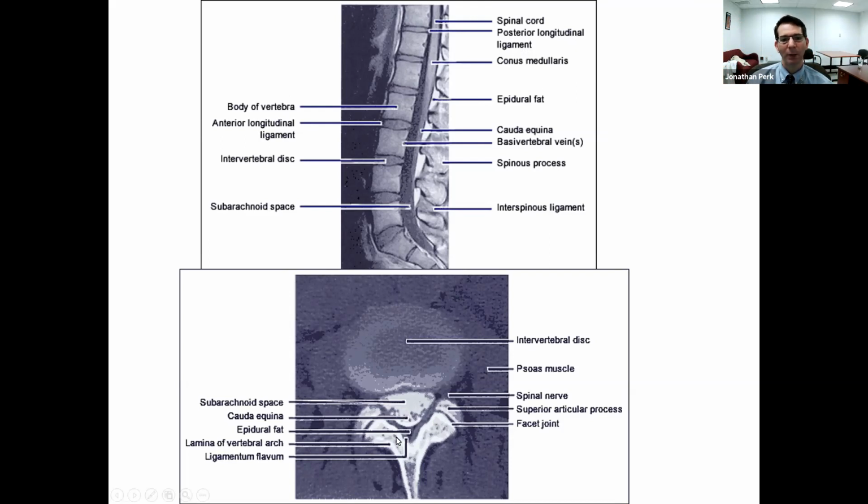Other structures to note. At the bottom, this is probably a lower lumbar level because we don't see the spinal cord anymore. We're at the cauda equina, the horse's tail area. We see the roots, and they're bathed in the CSF. In this case, this is a CT myelogram. We don't typically do those, but it shows us the roots very nicely. So we see here the CSF, and behind it, the ligamentum flavum, which in degenerative spine disease can enlarge.